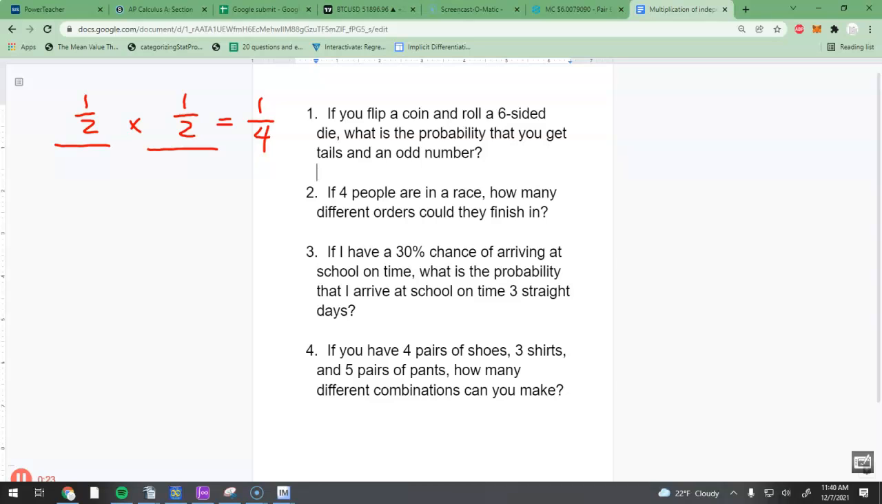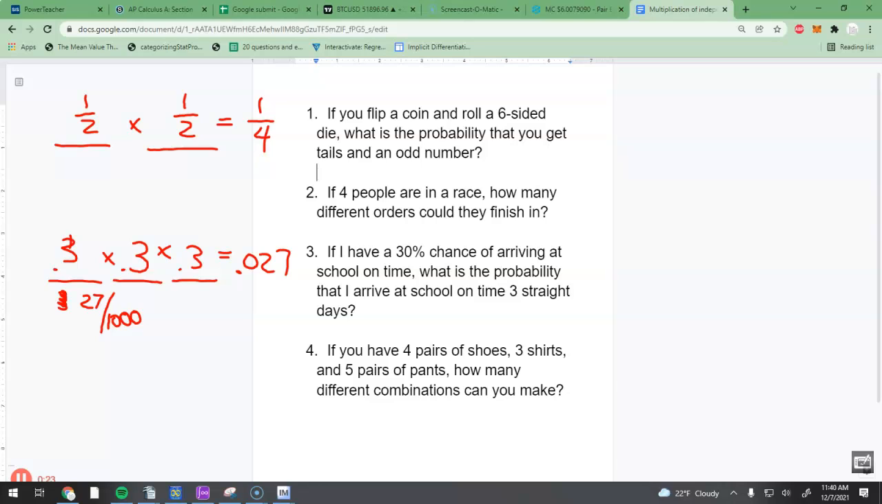Number 3 is real similar, so I'm going to skip to that one and then go back to 2 and 4. So 30% chance of arriving at school on time. I've got 3 straight days. What's the probability I get to school on time the first day? 0.3. What's the probability I get on time the second day? 0.3. And 0.3, and you multiply the 3 slots together. And that comes out to 0.027. I don't know if anyone did it as fractions, but if you did, it'd be 27 over 1,000.